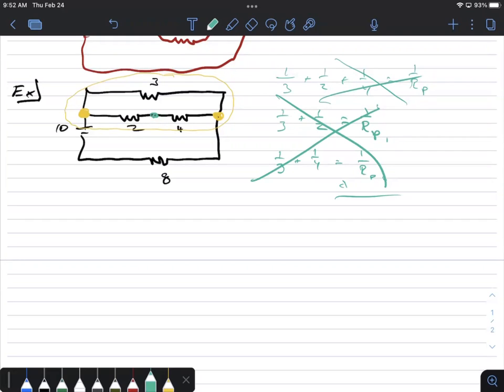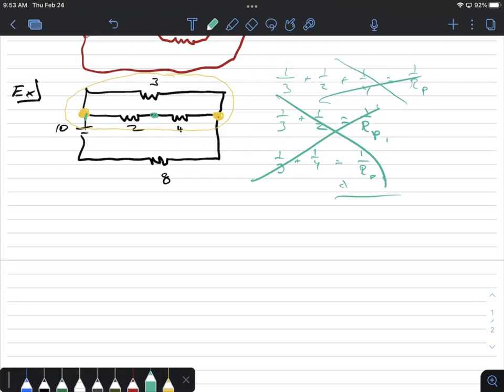If I ignore the 4, notice that the 3 and the 2 don't share both of their nodes. The 3 has the yellow nodes. The 2 has the green nodes. Well, they share the node on the left, but the nodes on the right are not the same nodes. They don't share 2 nodes in common. They cannot be in parallel.